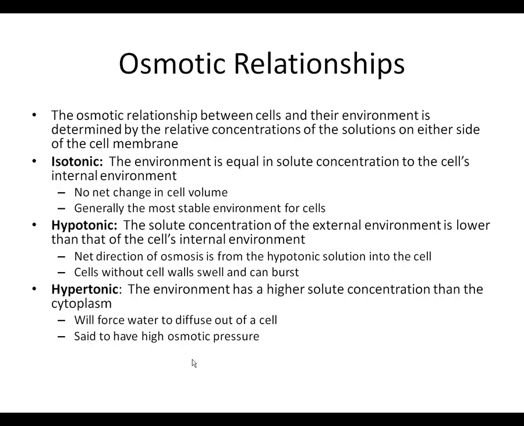If we have a hypertonic environment, this is where we have a higher solute concentration in the extracellular fluid than we do in the cytoplasm of the cell. Because we have greater solutes on the outside, water is going to diffuse out of the cell, and it's going to cause these cells to shrink down and shrivel up, which is something called crenation. These are said to have very high osmotic pressure. That osmotic pressure is causing these cells to shrink up, shrivel up and die. The best way to remember this is that iso means the same, so things are the same on the inside and the outside.